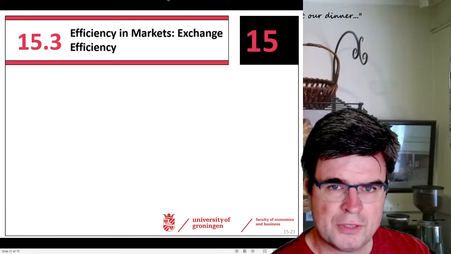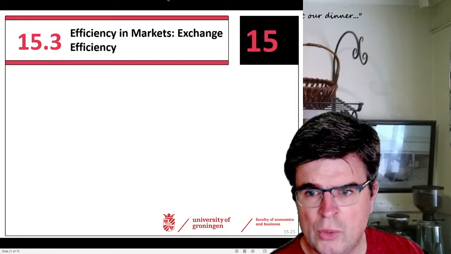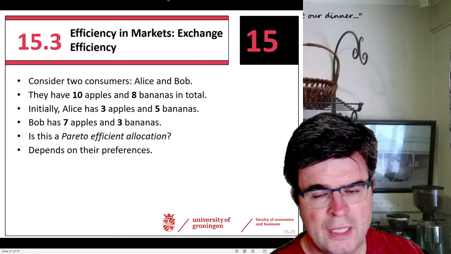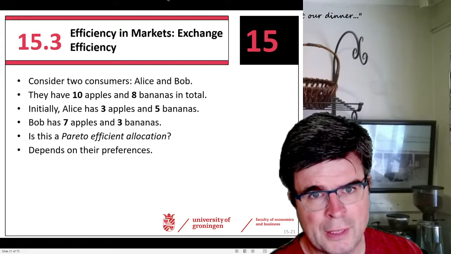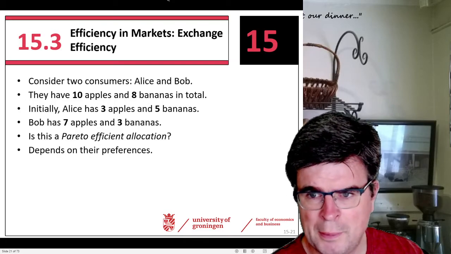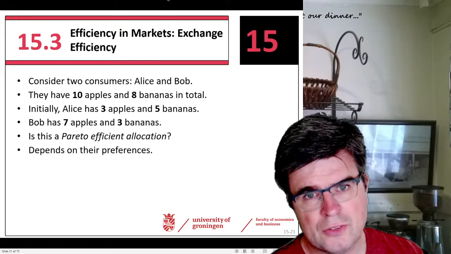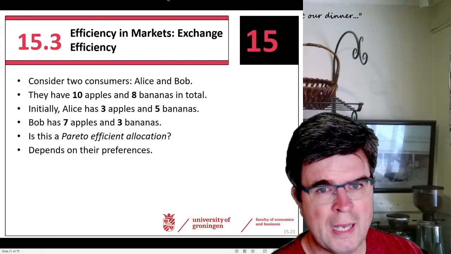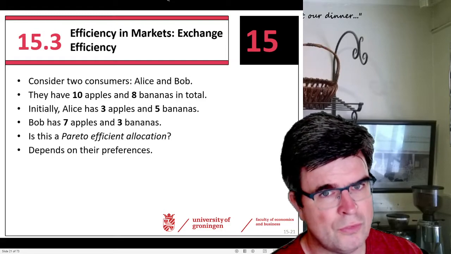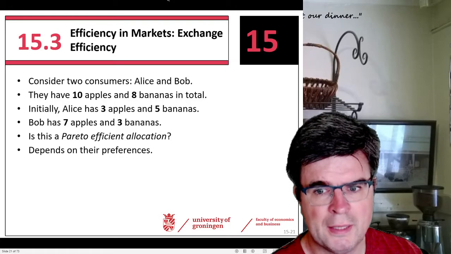So what does exchange between individuals improving the outcomes of both look like? Let's consider Alice and Bob, who each have an endowment of apples and bananas. In this society consisting only of Alice and Bob, there is a total of 10 apples and 8 bananas, but Alice starts with an initial endowment of 3 apples and 5 bananas, whereas Bob starts out with 7 apples and 3 bananas. So Bob has more apples, Alice has more bananas.